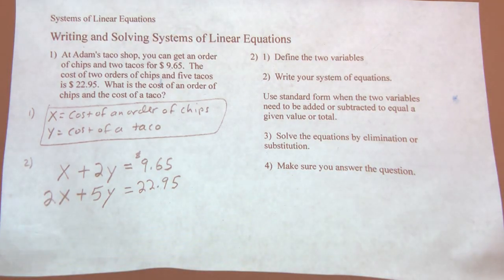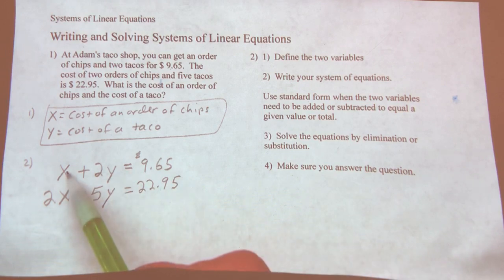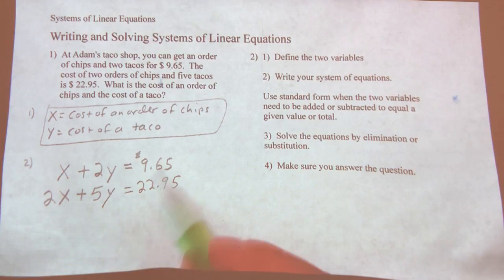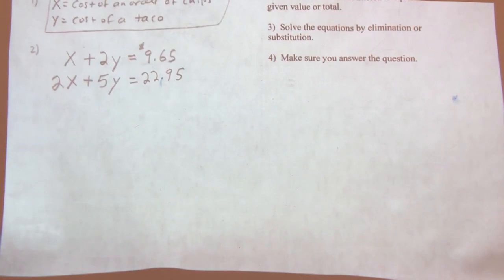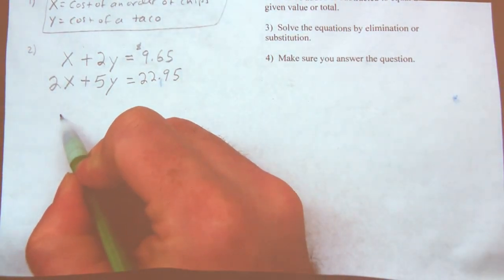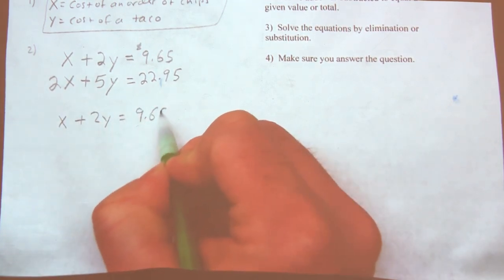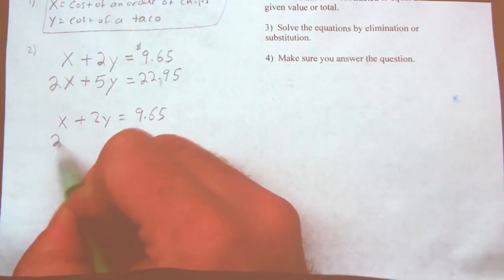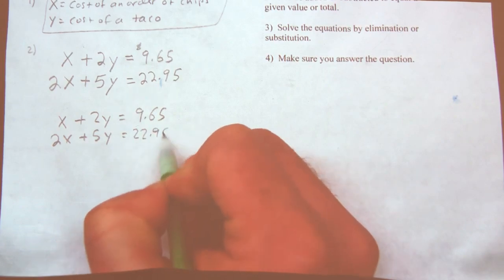Now let's solve them. Probably elimination makes the most sense because we have both in standard form. I can see that the x's are not going to cancel if I add these together. The y's are not going to cancel, so I need to change one of the equations. I'm going to move this down a little bit and rewrite those equations again, just so we have a clean place to work here. And this one is 2x plus 5y equals $22.95.